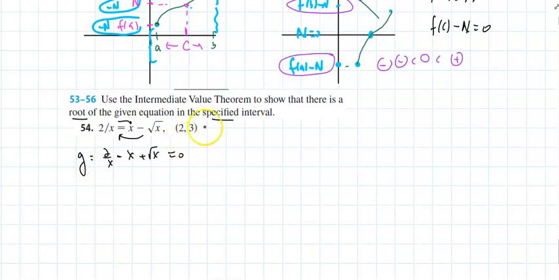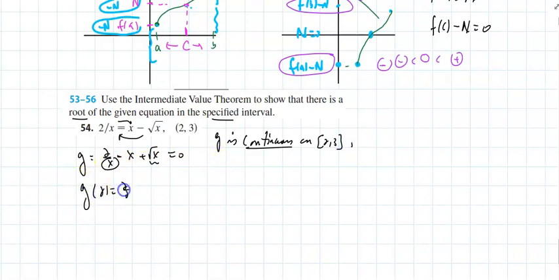And I'm going to say, look, g is continuous on 2 to 3. How do I know that? Well, g is only not continuous at 0, right? Or negative, but that's not the case. And if I take g of 2, what's g of 2? That's 2 over 2 minus 2 plus radical 2. That is negative 1 plus radical 2. That is bigger than 0.